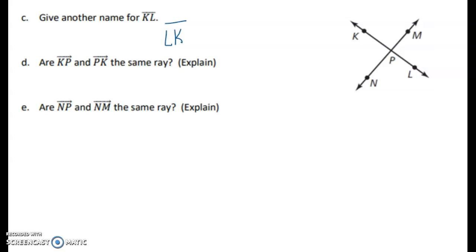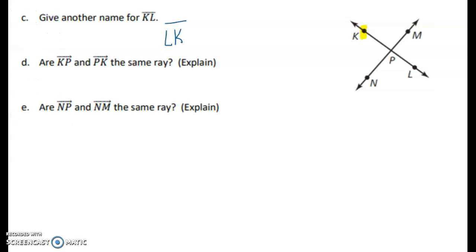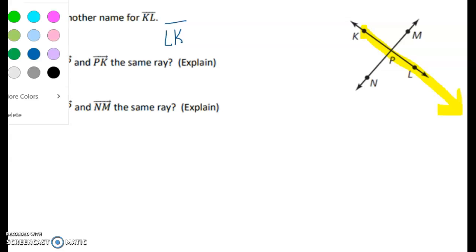All right, let's go ahead and try D. It says, is ray KP and ray PK the same ray? Let's look at that with a highlighter. I think that's the easiest way. So KP starts at K, and it goes through P, and remember, it doesn't stop there. It continues on forever in that direction. So it's that yellow space.